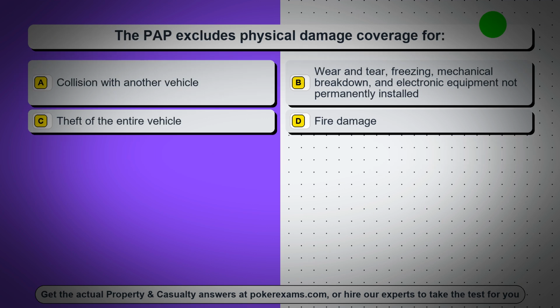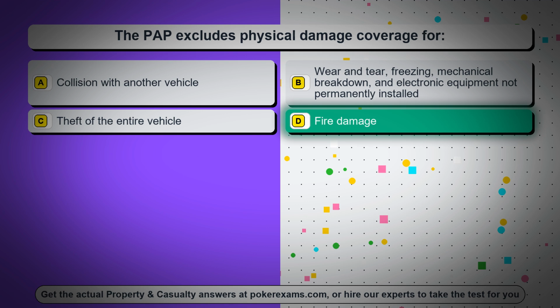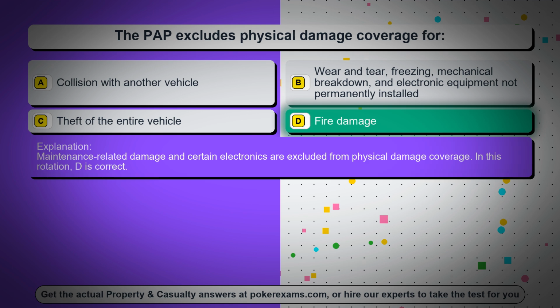Question 92. The PAP excludes physical damage coverage for option A, collision with another vehicle, option B, wear and tear, freezing, mechanical breakdown, and electronic equipment not permanently installed, option C, theft of the entire vehicle, option D, fire damage. The correct answer is option D, fire damage. Maintenance-related damage and certain electronics are excluded from physical damage coverage. In this rotation, D is correct.